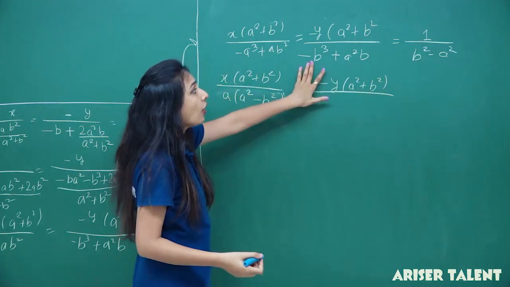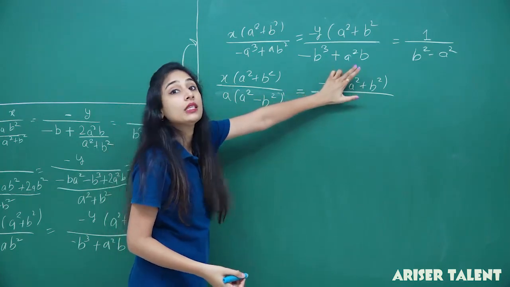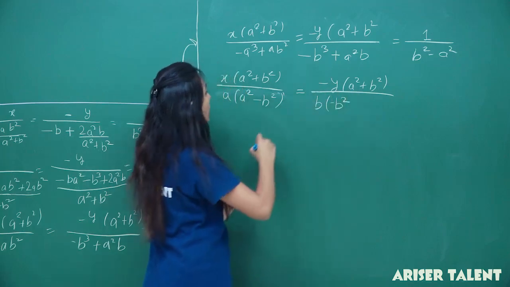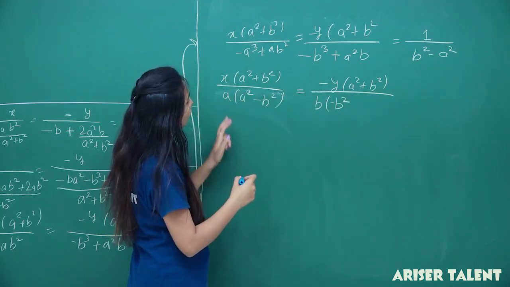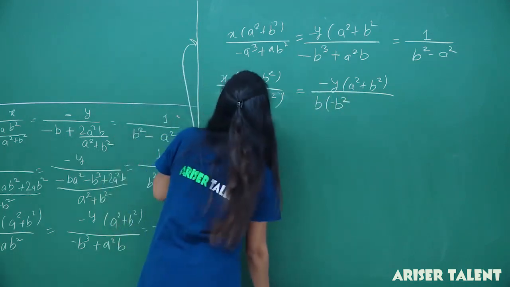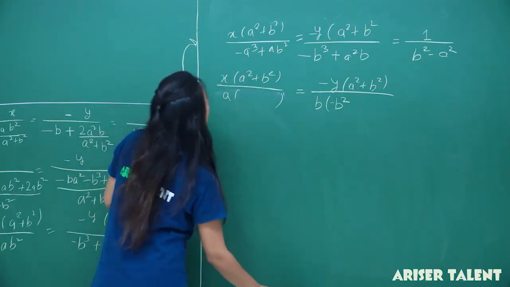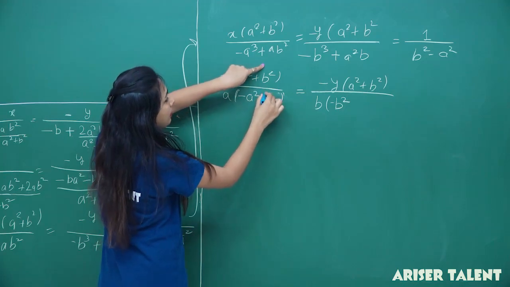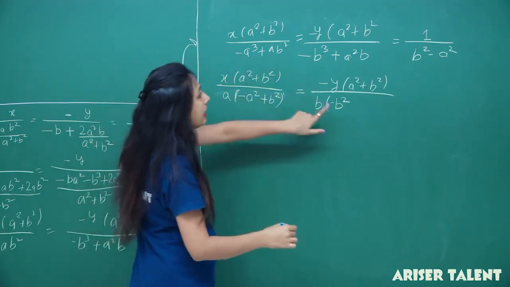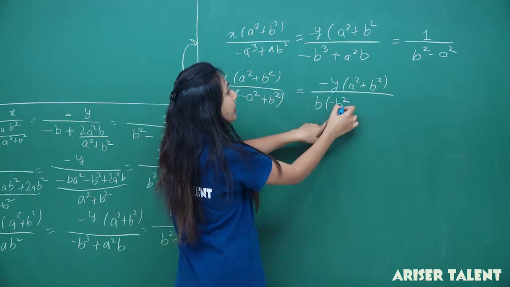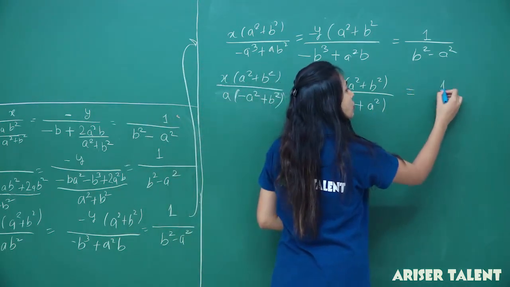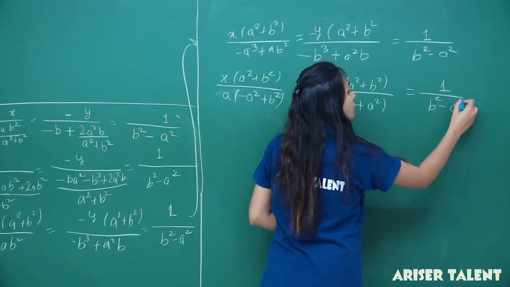Right. Now, here that will be minus of y, a square plus b square upon. I will take common what? I can take common what? B. Right. So, b here, then minus of b square, here that will be minus, right. Okay, that will be minus of a square and plus of b square. Here also that will be minus of b square and plus of a square. Now that is equals to 1 upon b square minus a square.